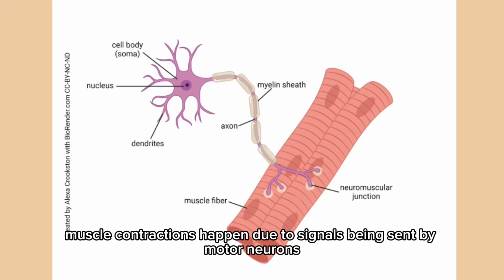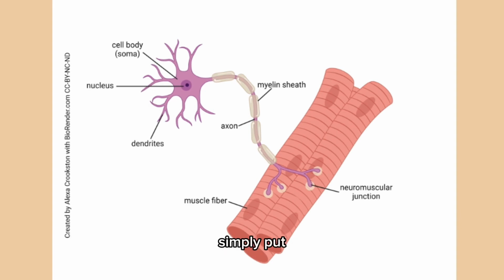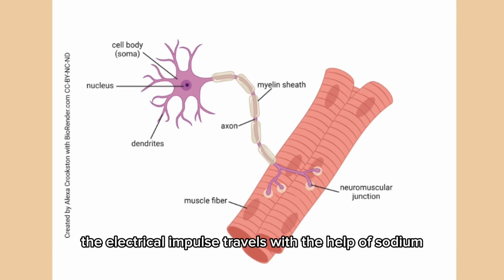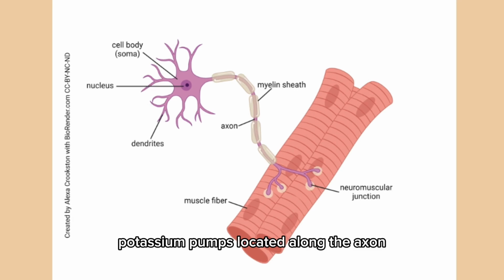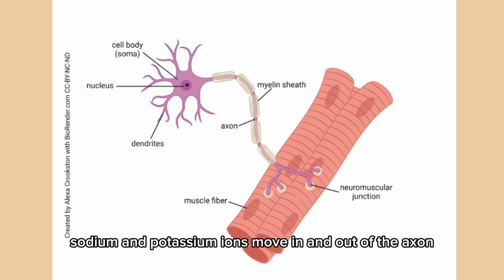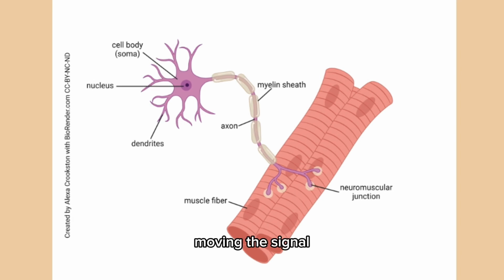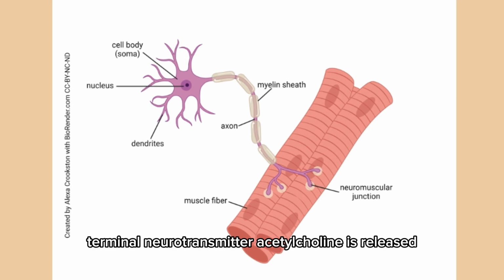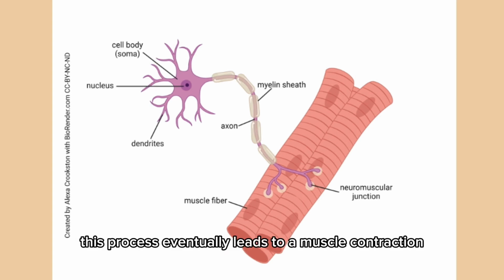Muscle contractions happen due to signals being sent by motor neurons. Simply put, the signal is received by the neuron and is sent down the axon. The electrical impulse travels with the help of sodium-potassium pumps located along the axon. Sodium and potassium ions move in and out of the axon, moving the signal. When the action potential reaches the end of the axon terminal, neurotransmitter acetylcholine is released. This process eventually leads to a muscle contraction.